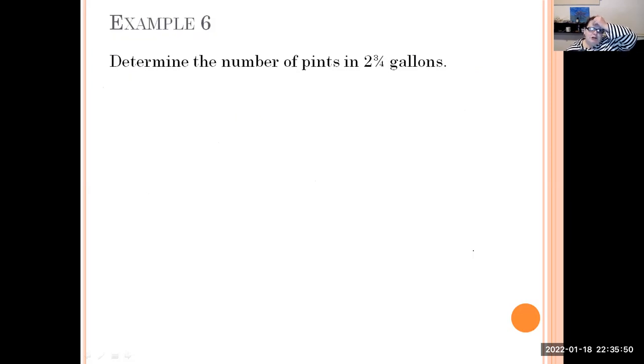Example 6, determine the number of pints in 2 3/4 gallons. All righty, we're getting close. I'm only going to example 7 in this lecture, and then we'll pick up the metric system in the next one. Otherwise, it gets obnoxious. Okay. Number of pints in 2 3/4 gallons.